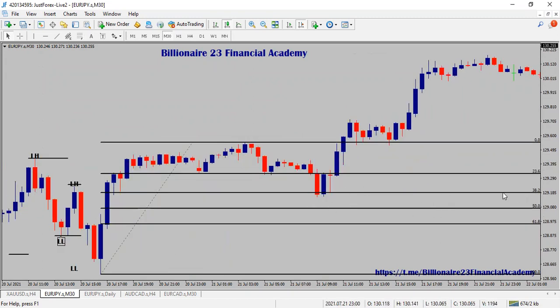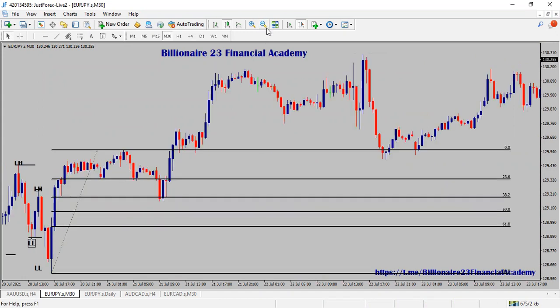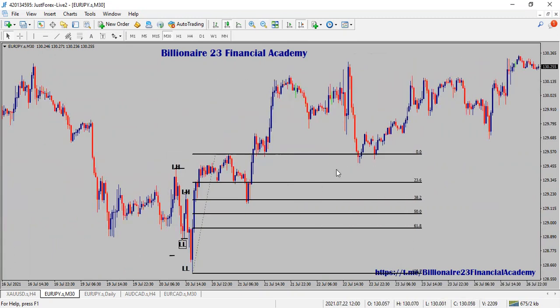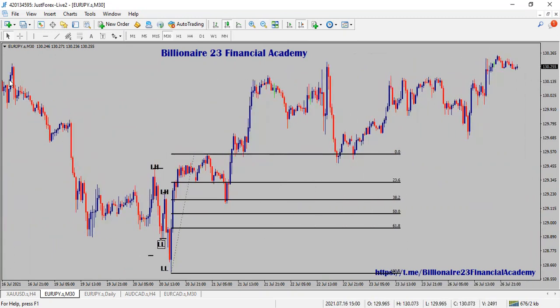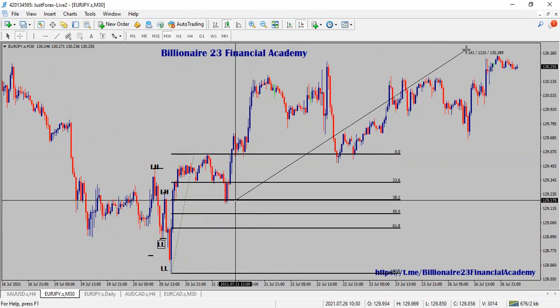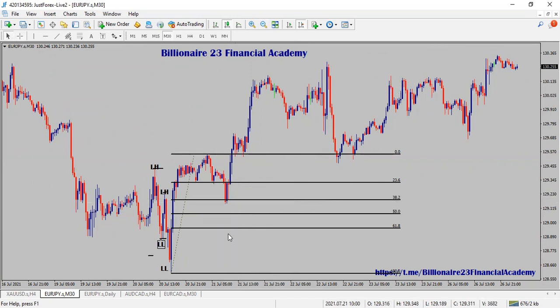reversed at 38.2. Going back to what I said, that 38.2, whenever the market touches here, it indicates a really strong trend. And since then, as you can see, prices just moved up. I don't know how many pips. Let's see, about 1,200 pips. So that's how you would go about using the Fibonacci.